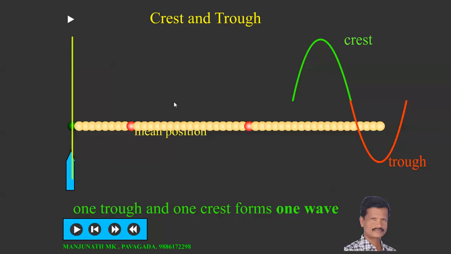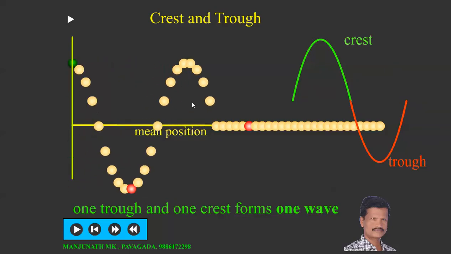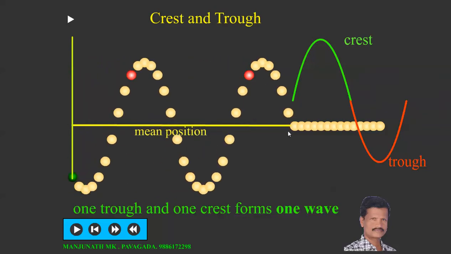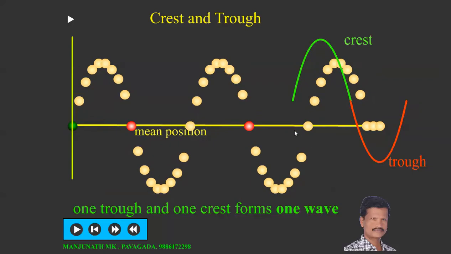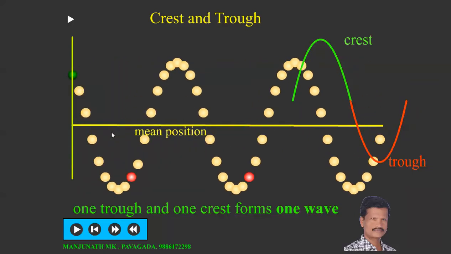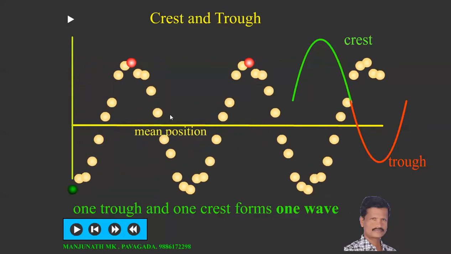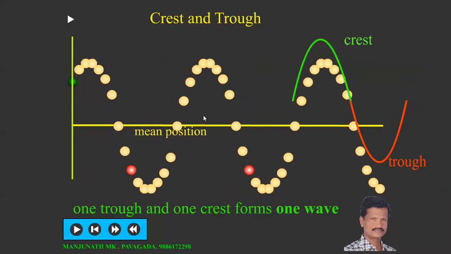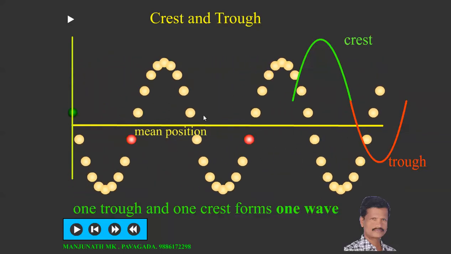In this video clip, let us know what is crest, what is trough, what is amplitude, what is wavelength, what is frequency, and what is period of a wave. So now let us generate a wave in the medium. Look here, this is the wave in which particles are vibrating, and this disturbance is nothing but wave, and propagation of disturbance is nothing but propagation of wave or wave motion.